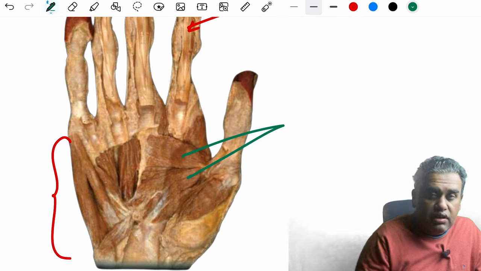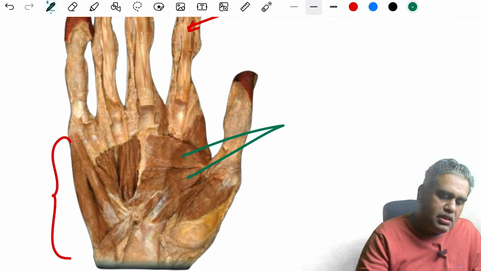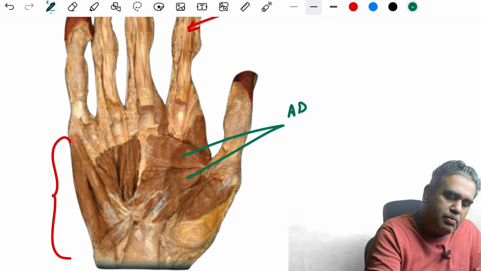Which muscle is this, having two heads? A muscle of the thumb, thenar muscle hai ye. Which muscle is this? This is the adductor pollicis.